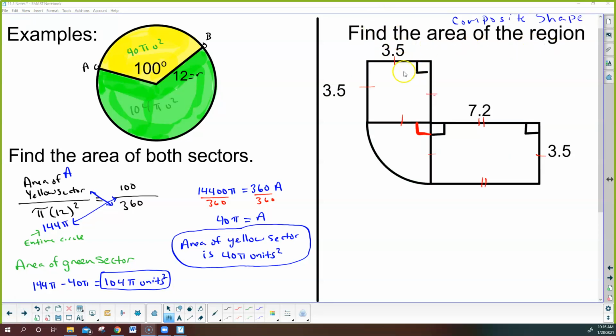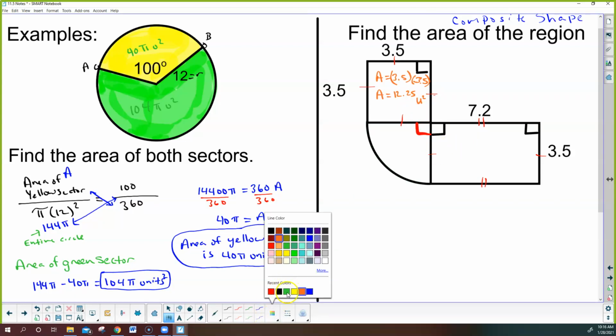So let's find the area of this region. I'm going to do it in chunks. The first one here, we've got a square. So I can go 3.5 times 3.5, which gives me an area of 12.25 units squared.